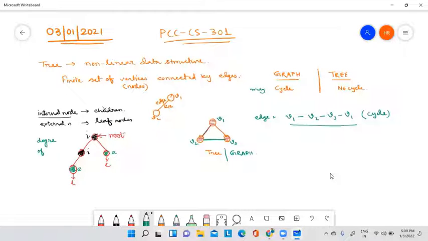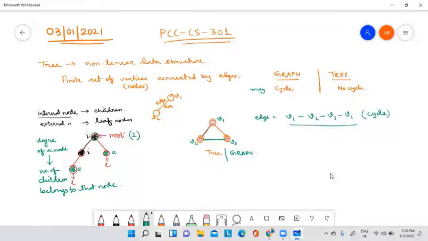Degree of a node. The degree of a node is the number of children that belong to that node. So for this root node, what is the degree? Since it has two children, the degree of this root node is 2.